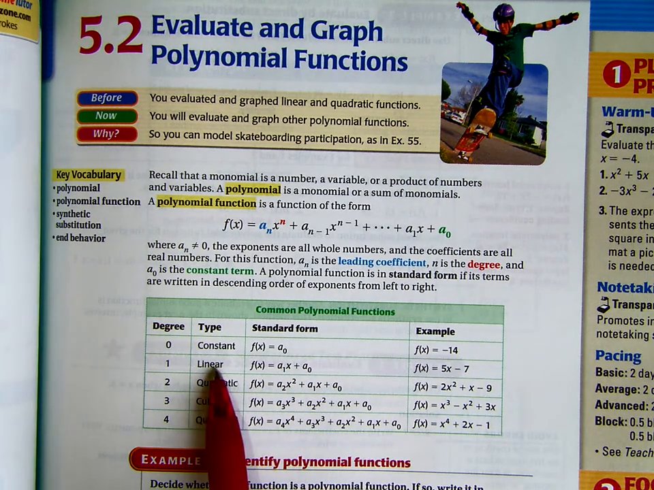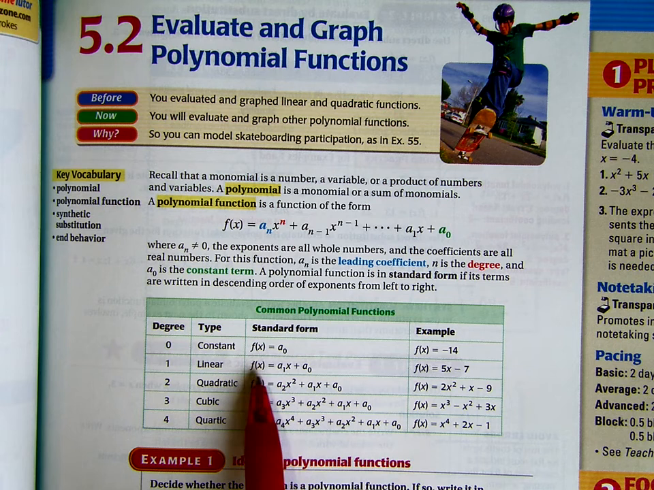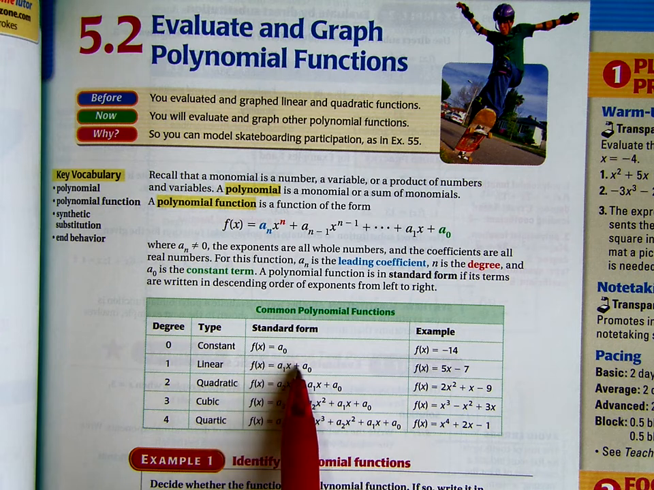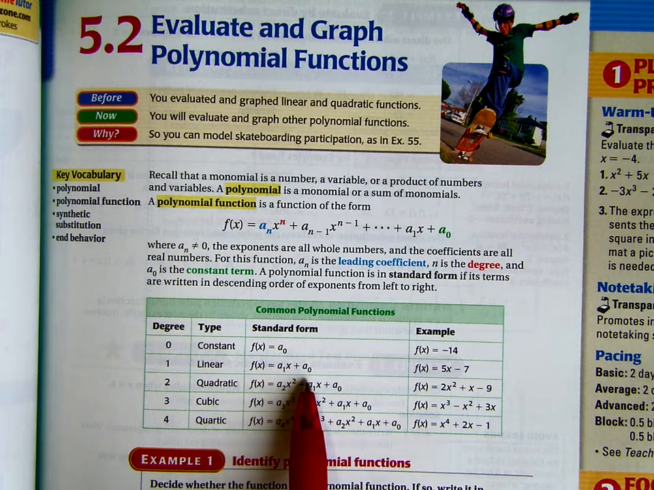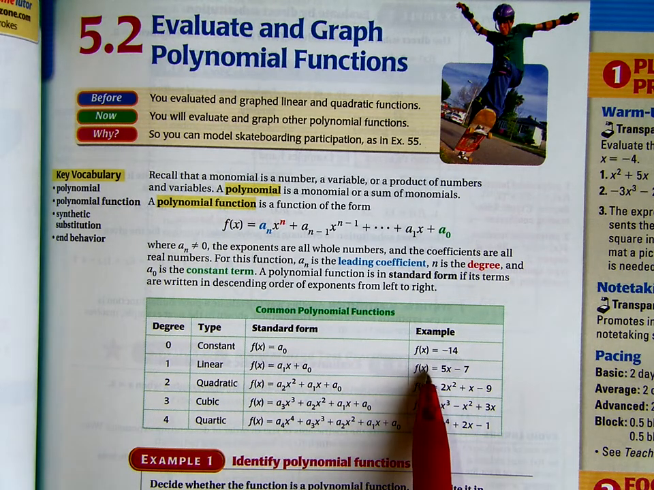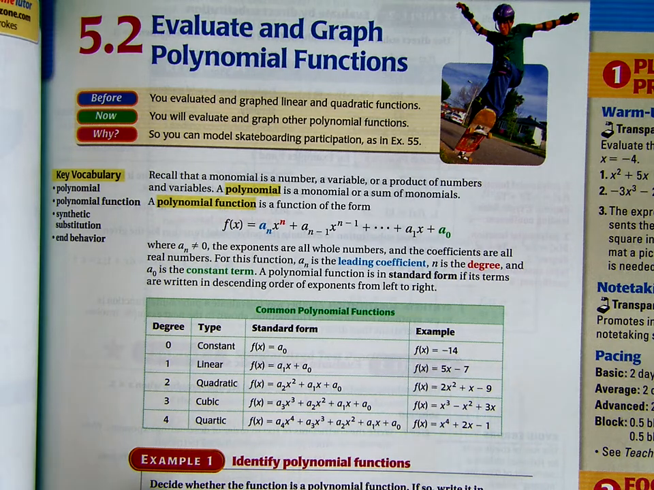So here are some examples. Linear functions we recognize: y equals mx plus b in very generic form, or function form, f of x, same thing as y. Since this is an x to the 1st, this is the leading coefficient that goes with the x to the 1st, and that's the constant. f of x equals 5x minus 7, et cetera.